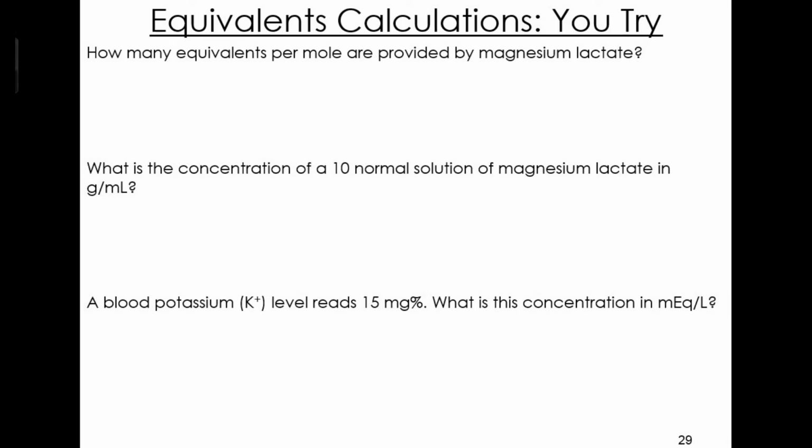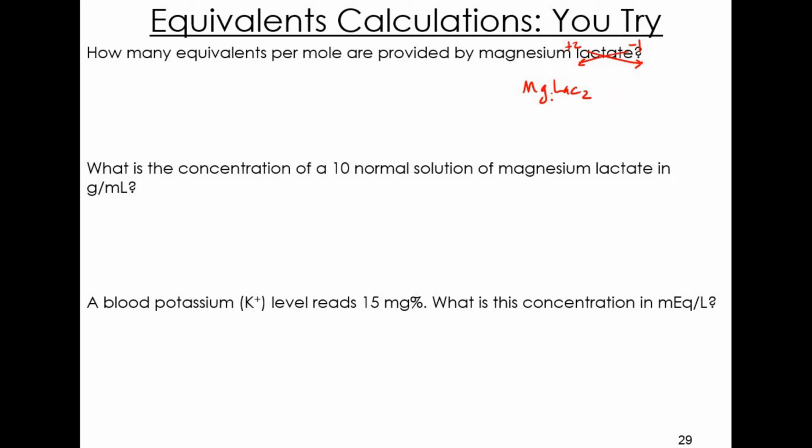All right, the first question asks how many equivalents per mole are provided by magnesium lactate. We can start out by deriving the formula for this. Magnesium has a charge of 2. Lactate has a charge of -1. And so we can crisscross those superscripts to get the subscripts. That means there'll be 1 magnesium and 2 lactates in the salt.